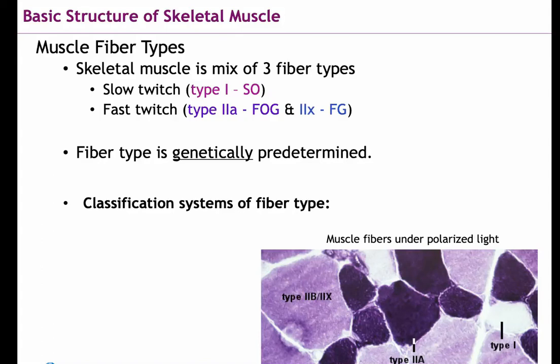Okay, what are the classification systems of fiber types? So first, I want you to look under here. This is muscle fiber under polarized light. This shows a type 1, this shows a type 2A, and this shows a type 2X. Just know it used to be called a type 2B in research years and years ago, but recently they have changed that. So if you ever see a type 2B fiber like on an old book or an old image, it's the same thing as a type 2X.